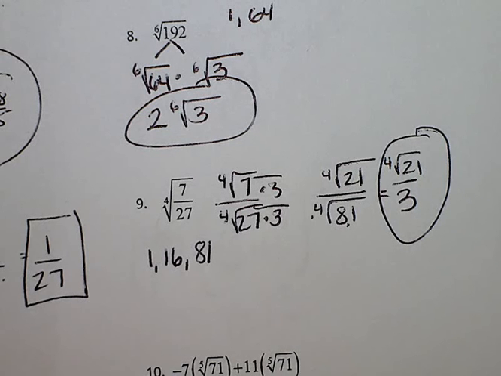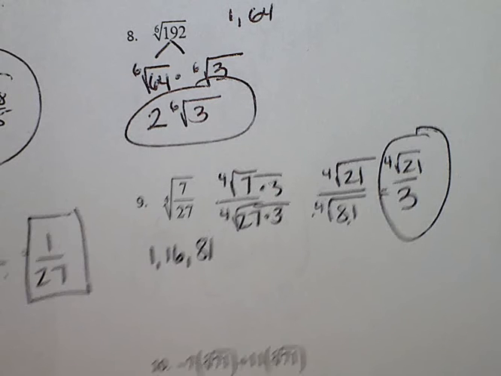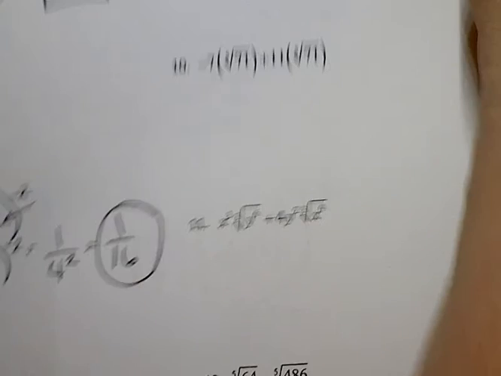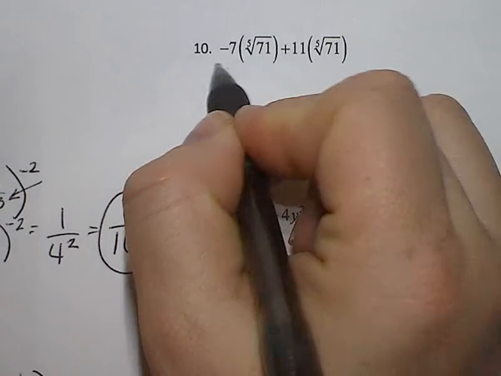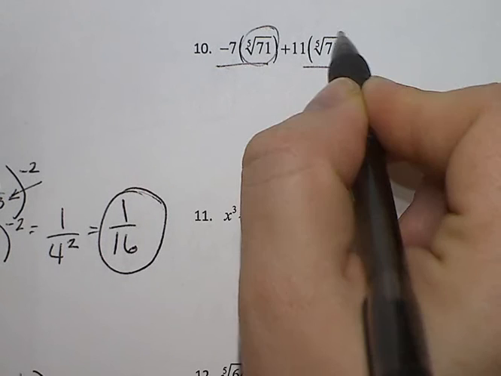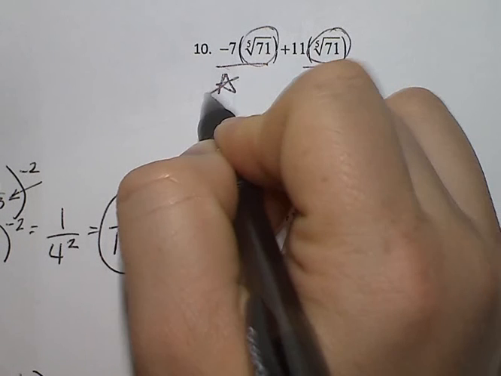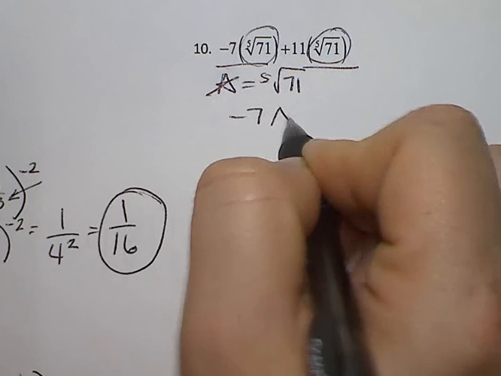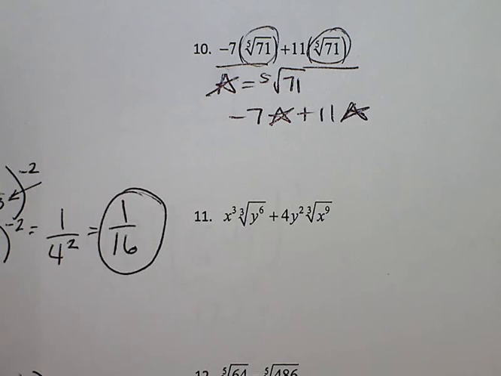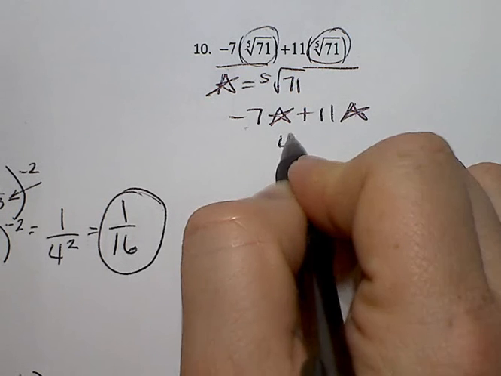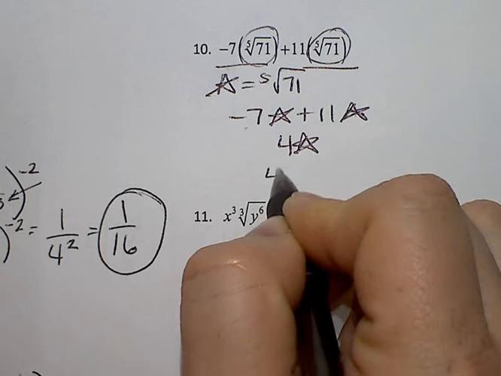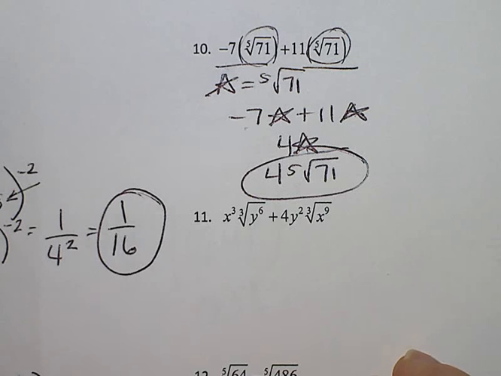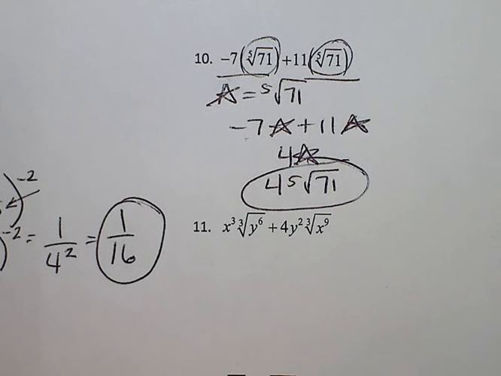Number 10, number 11, number 12 are back to those star problems. It's not required that you use my method of showing the star. If you understand it, that's fine as well. So I see there's a front and a back, and this is both in common in the front and the back. So I'm going to say that star is equal to the 5th root of 71. So this is really negative 7 star plus 11 star. Negative 7 plus 11 is 4. And really it's not star, it's 4 times the 5th root of 71. Problem done.